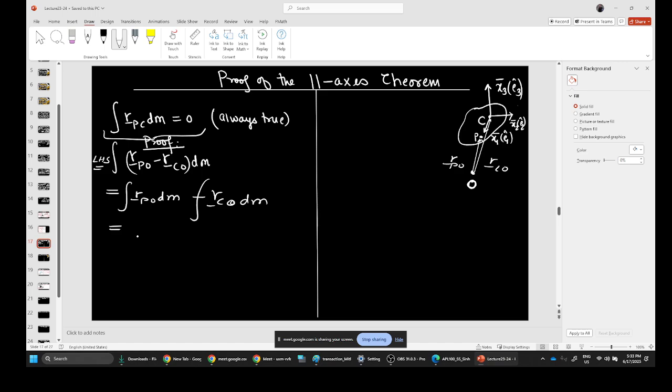Now the integral of R_PO dm, if you recall, that is the definition of center of mass. This is how center of mass is defined. Now in this integration, R_CO is a constant. I pull that out, and indeed it becomes m times R_CO minus m times R_CO. So this is 0. Okay.